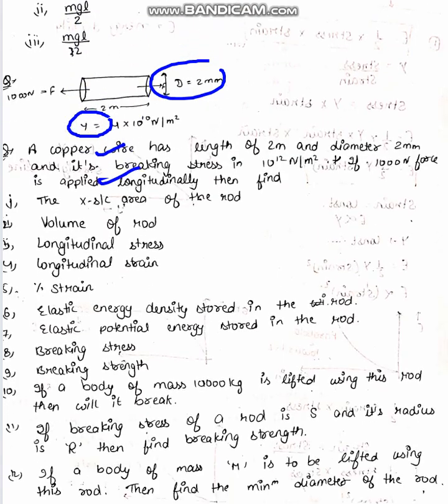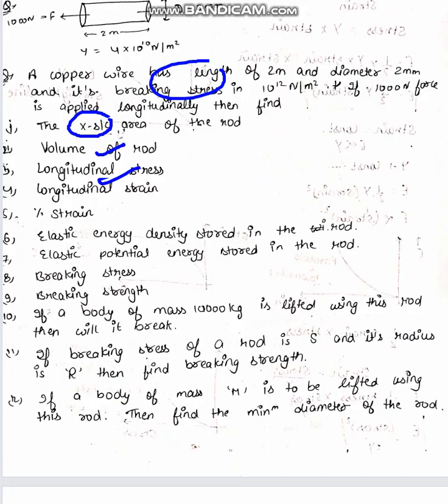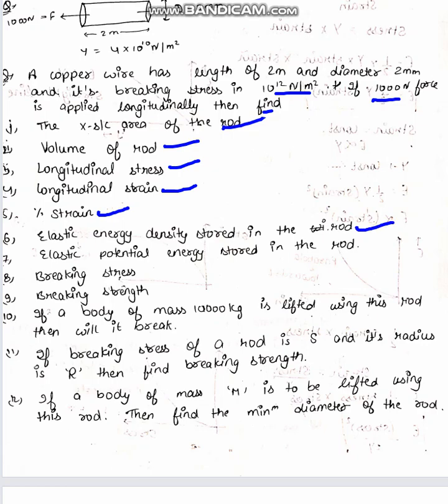There is a certain copper wire of a certain diameter and length, and we need to calculate certain parameters based on that. The breaking stress is given, a force is applied, then find the surface area of the rod, second is volume, third is longitudinal stress, fourth is longitudinal strain, next is percentage strain, then elastic energy density, then elastic potential energy, then breaking stress, breaking strength. Then if a body of mass 1000 kg is lifted using this rod, will it break? Then breaking stress and radius are given, we need to find the breaking strength. Then the next question is a body of mass is to be lifted using the rod, find the minimum diameter of the rod.